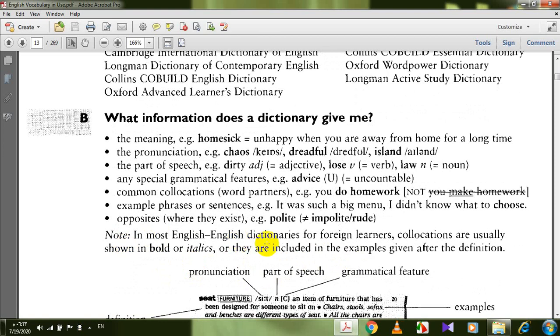Note, in most English dictionaries for foreign learners, collocations are usually shown in bold or italics. So if a word is in bold, it means it is the collocation of another word, okay, or italics. So it is either in bold or in italics. I mean, collocations, or they are included in the examples given after the definition.